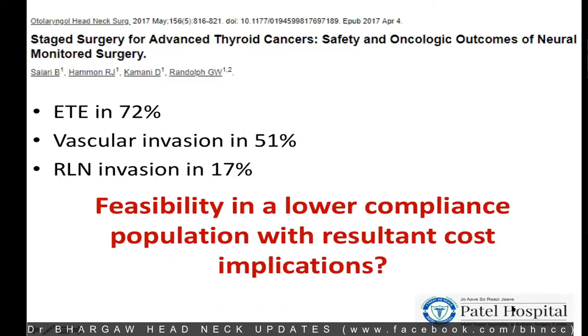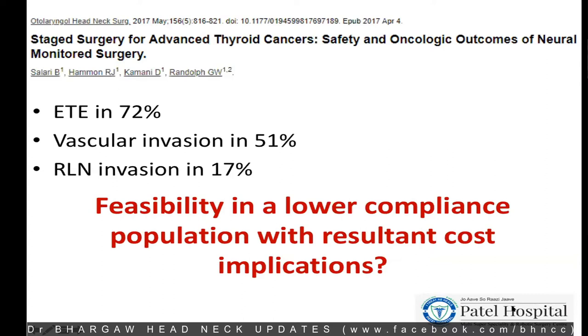Remember that if you did monitored surgery, then you're also dealing with a situation. This study particularly deals with advanced thyroid cancers and staging the surgery in that. In this study, it's notable that most of the patients had extrathyroidal extension. This almost sounds like an Indian study, even though it came from North America. The vast majority had extrathyroidal extension.